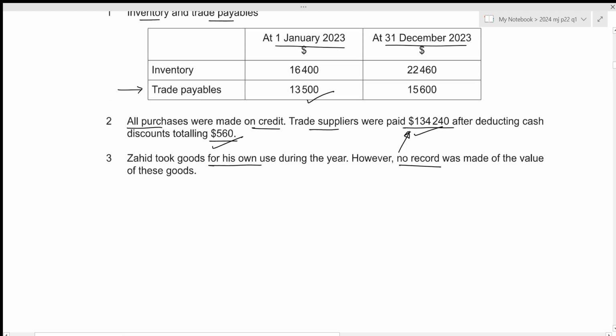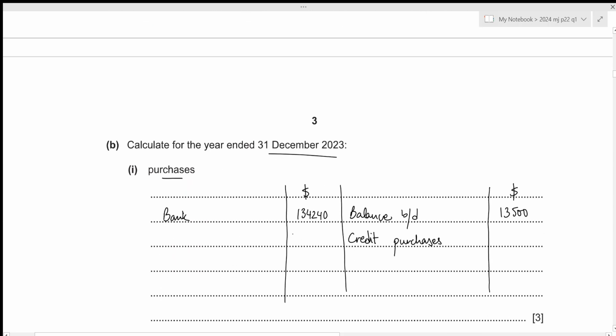Then we also have discounts received, which will definitely reduce our trade payable. So this should also be recorded on the debit side. So we have 560 as the discount received. Then we have been given the closing balance as well. Since the opening balance was recorded on the credit side, the closing balance will now be recorded on the debit side.